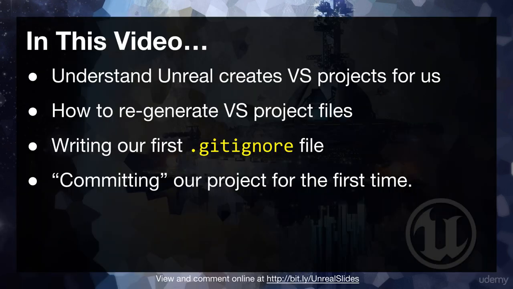So in this video, we'll understand that Unreal creates Visual Studio projects for us. We'll learn how to regenerate Visual Studio project files. We'll be writing our first .gitignore file and committing our project for the first time so that we have a safe basis to start exploring Unreal and an ability to always dive back and get to a previous state of work. So see you in there.